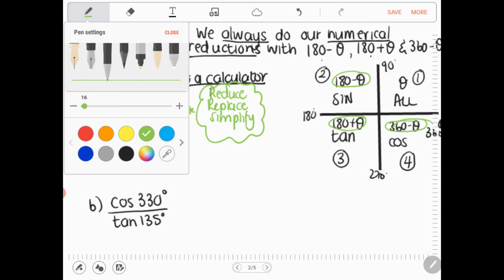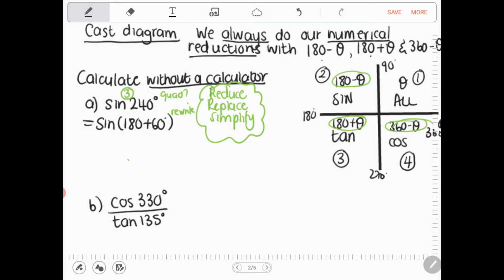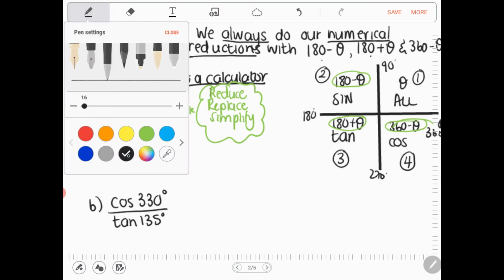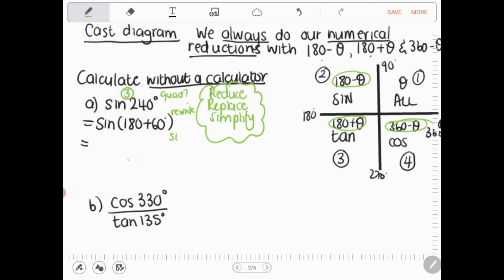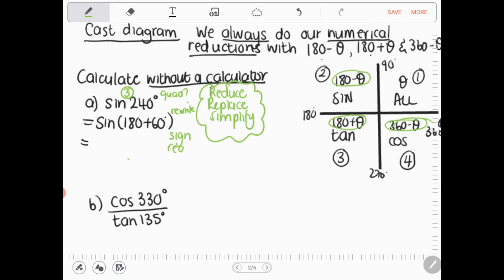Okay, once you've rewritten it, you're going to reduce it. Okay, so we're going to work out our sine and reduce it. Okay, so sine in the third is negative. So we go negative sine and we reduce it to the acute angle, the 60 there. Right, and now once we've reduced it, we can replace.